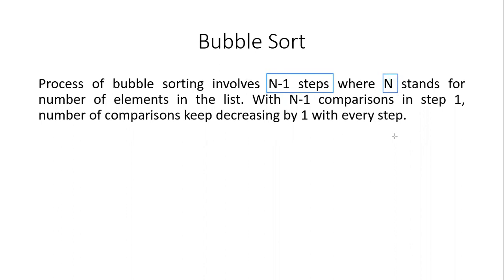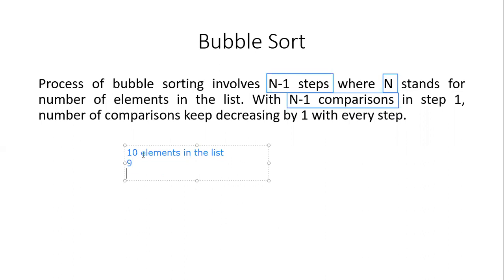If you have 20 elements in the list, then 19 steps it will take for the bubble sort to solve the problem. Now, how many comparisons happen in each step? The first step will have n minus 1 comparisons, and with each step, the number of comparisons will reduce. Now let me give you an example. If you have 10 elements in the list, the total number of steps required are 9.